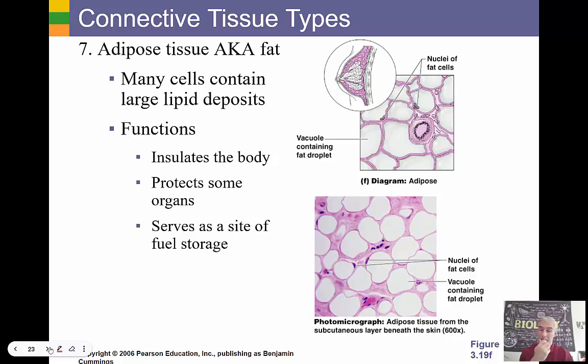throughout your entire body. Its purpose is to store fuel, and also provide a layer of insulation on your body. This is found anywhere you'd find fat in your body. The way I remember this one, it looks like bubble wrap.